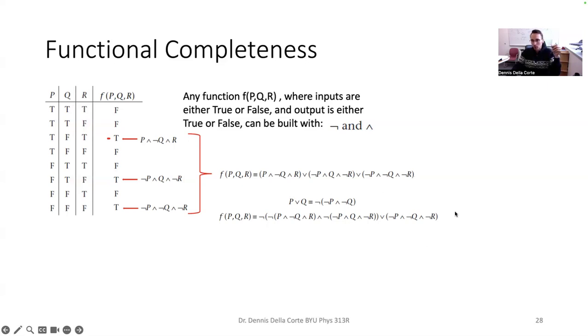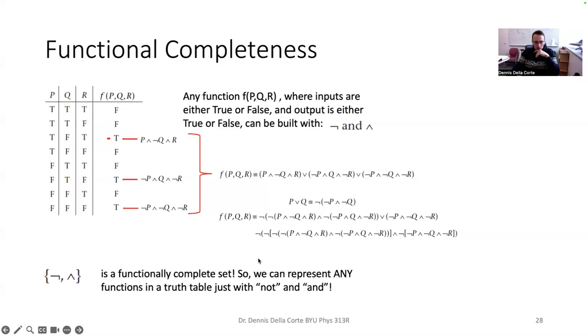And once you have it, you can perform logical algebra on it to simplify it. Like many nots cancel with each other, and you can simplify, which I think we're doing here. Okay, great. So this set of operations not and and is a functionally complete set. So we can represent any function in a truth table just with nots and ands.